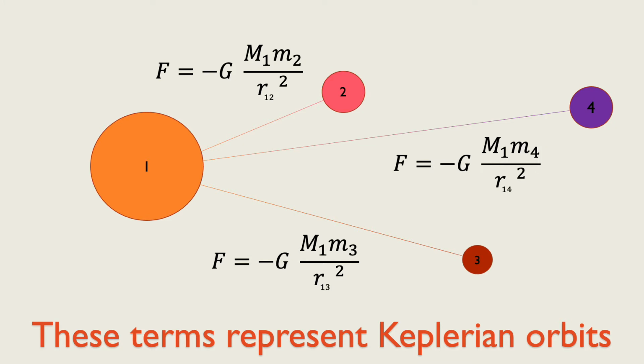So each of these terms represents the force between a star and a planet, and in isolation, each of these force terms can be used to derive a Keplerian orbit. So the pure Keplerian orbit is derived when you consider only the force between a planet and the host star. However, that's not the only force terms that exist in this physical setup.